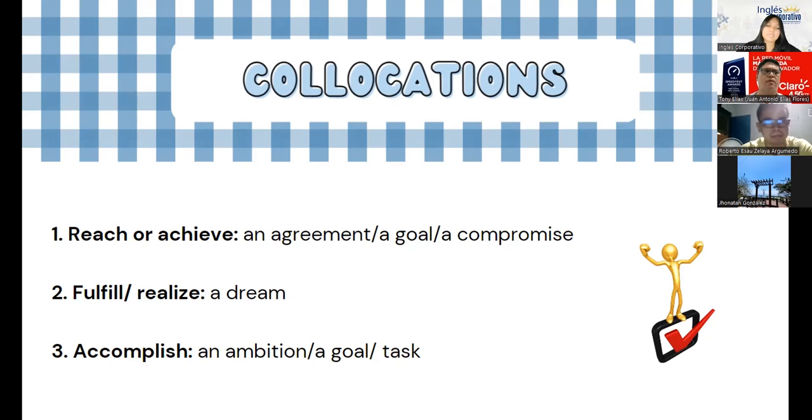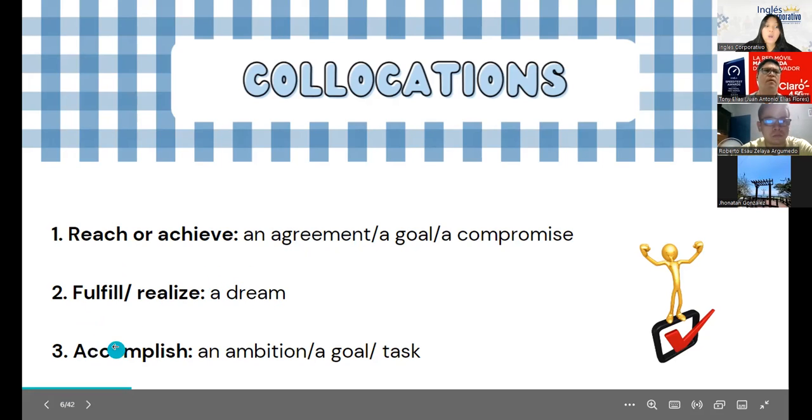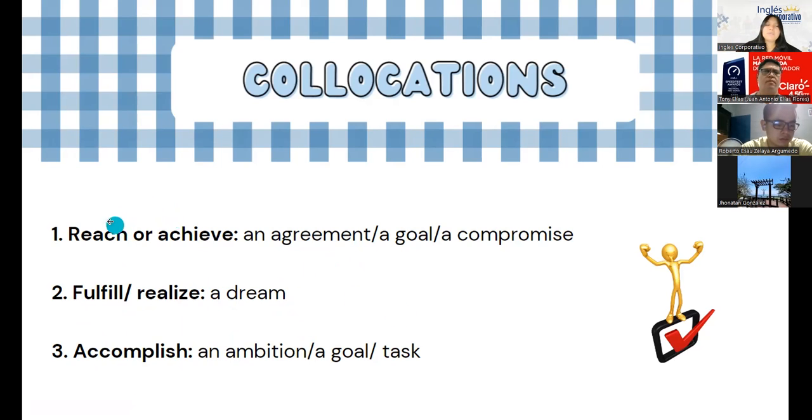So we can fulfill a dream. We can realize a dream. We can accomplish an ambition. We can accomplish a goal. We can accomplish a task. So what is the meaning of reach? Alcanzar. Achieve, lograr.